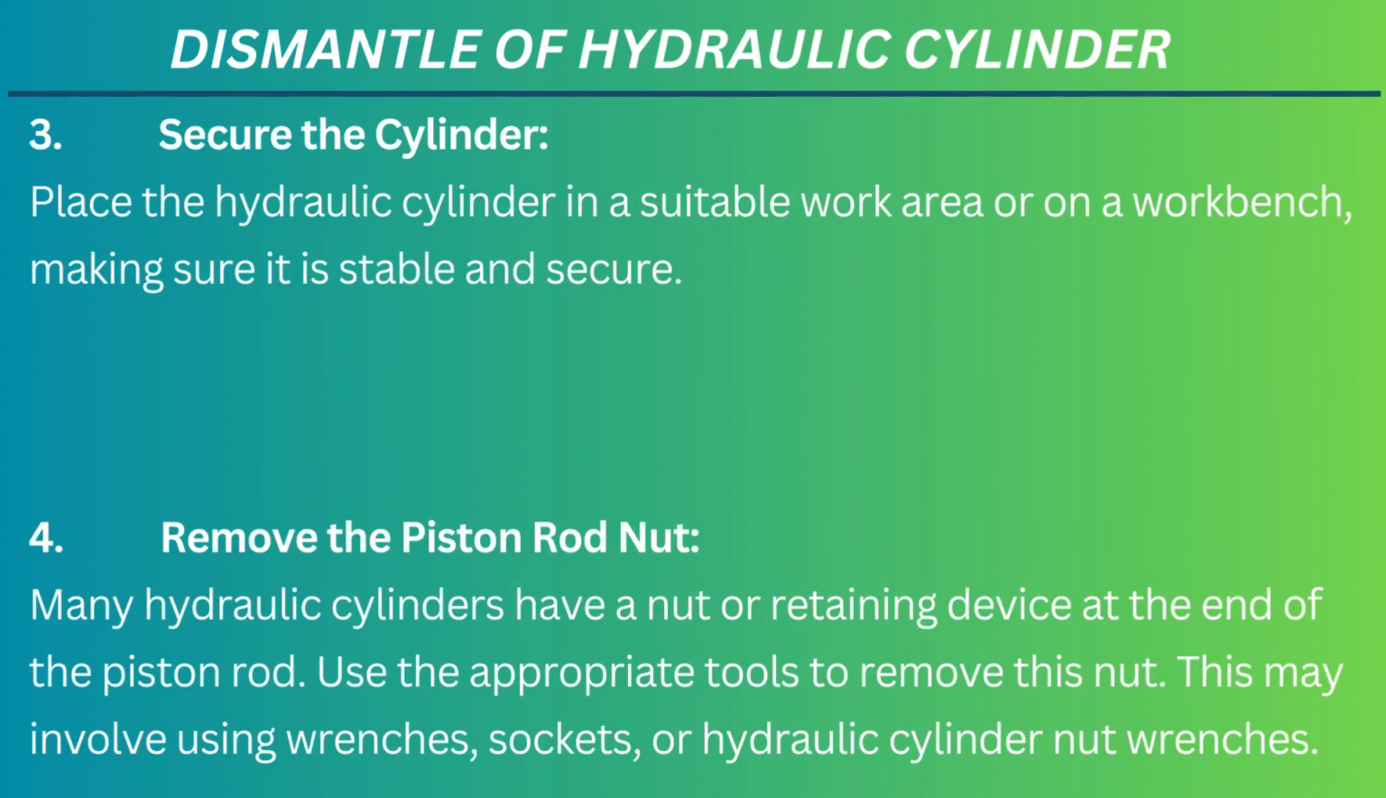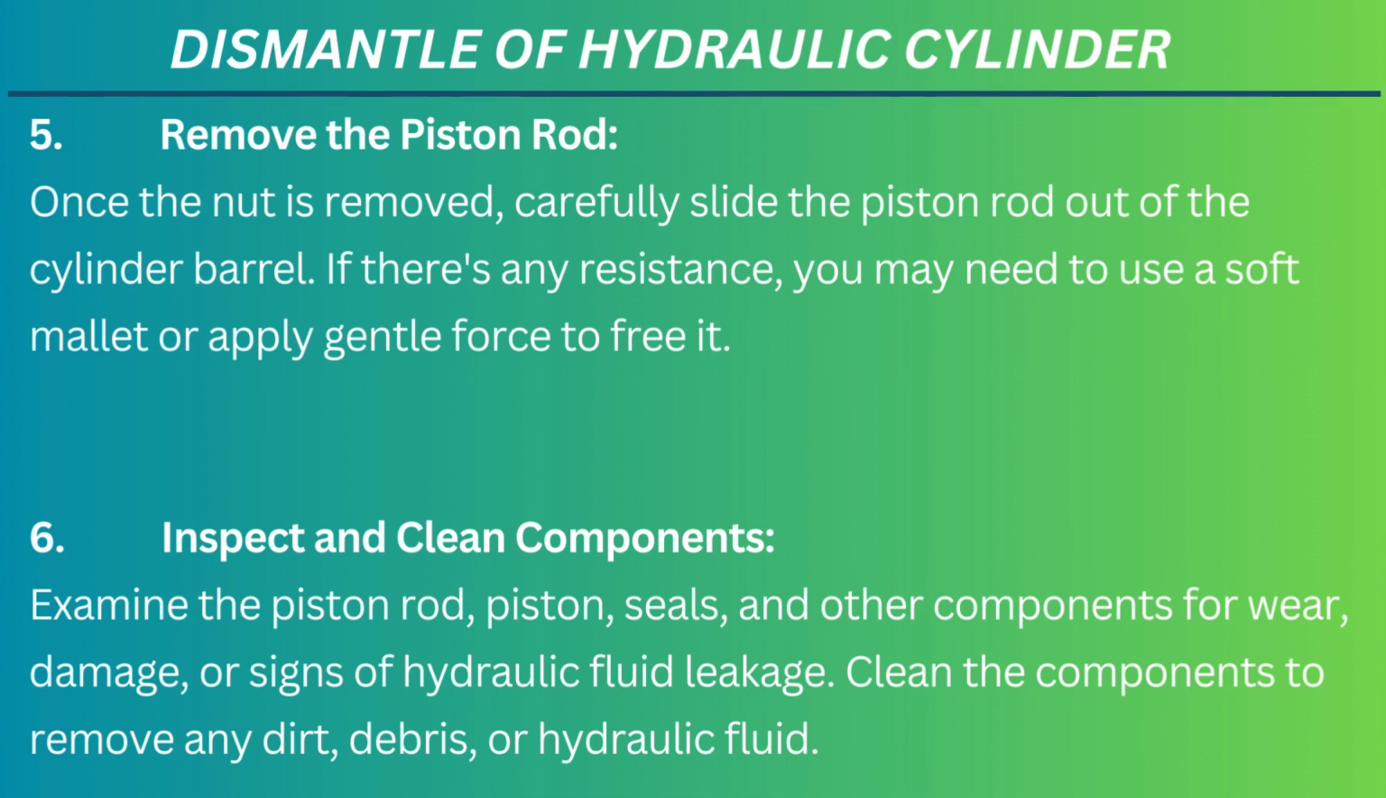3. Secure the cylinder. Place the hydraulic cylinder in a suitable work area or on a workbench, making sure it is stable and secure. 4. Remove the piston rod nut. Many hydraulic cylinders have a nut or retaining device at the end of the piston rod. Use the appropriate tools to remove this nut. This may involve using wrenches, sockets, or hydraulic cylinder nut wrenches. 5. Remove the piston rod. Once the nut is removed, carefully slide the piston rod out of the cylinder barrel. If there's any resistance, you may need to use a soft mallet or apply gentle force to free it.